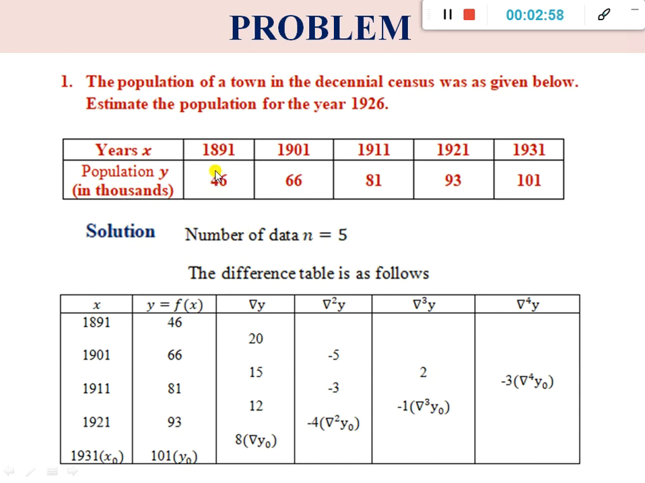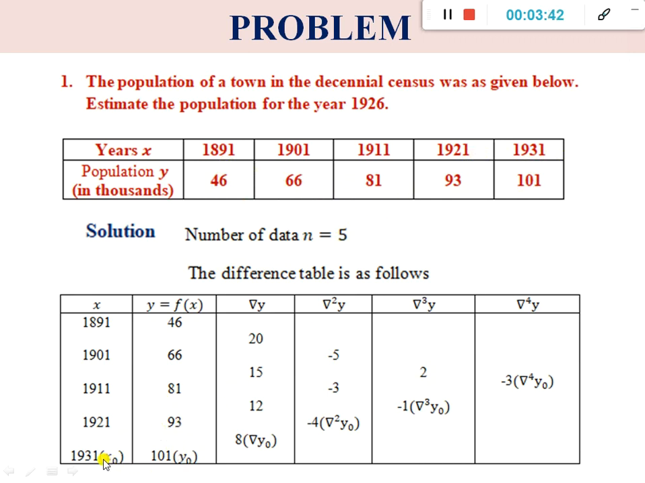In the solution, look at the table in the given problem. The number of data are 1, 2, 3, 4, 5, so n is equal to the number of data. We are going to form the difference table for the given data. So take down the x data and f of x data. f of x is nothing but y. So the x data are 1891, 1901, 1911, 1921 and 1931, with the corresponding y values 46, 66, 81, 93 and 101.